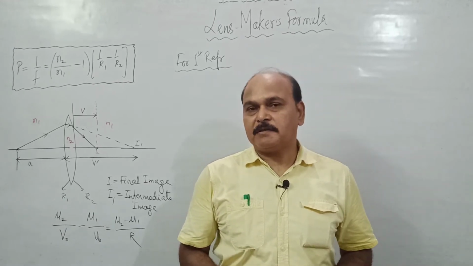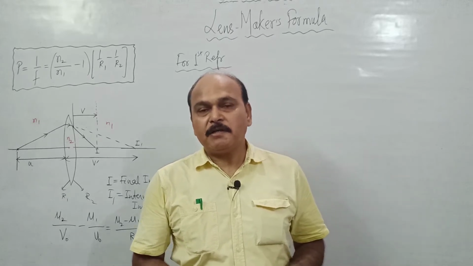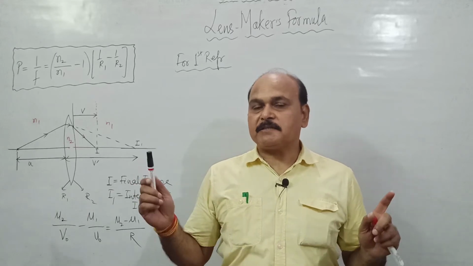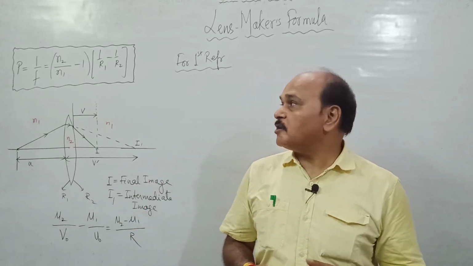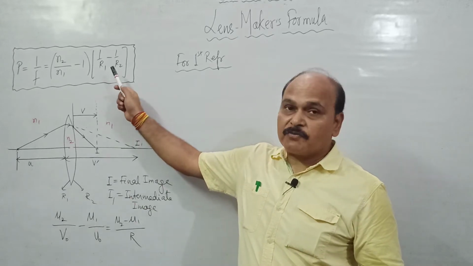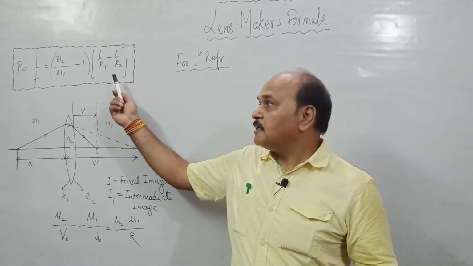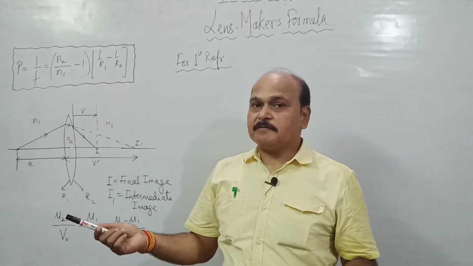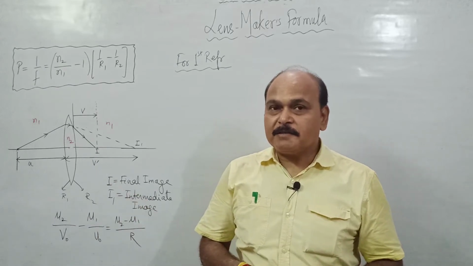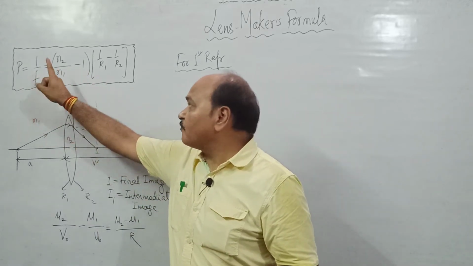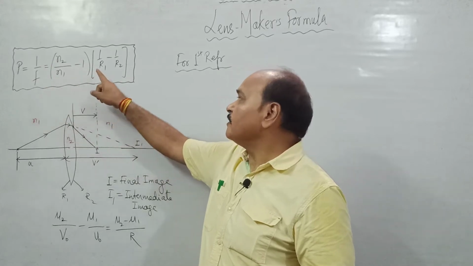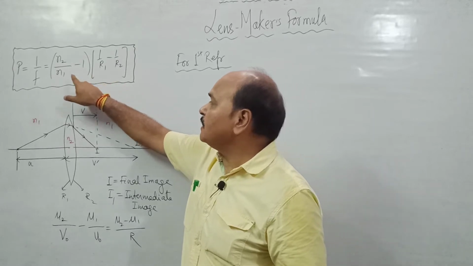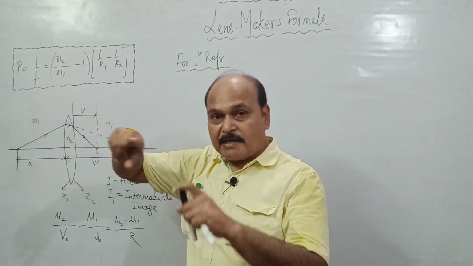Children, in the class of ray optics, today we are going to work out the lens maker's formula. This lens maker's formula gives the power or focal length of any lens in terms of the radii of curvature of the curved surfaces of the lens and the refractive indices of the lens and its surrounding medium.